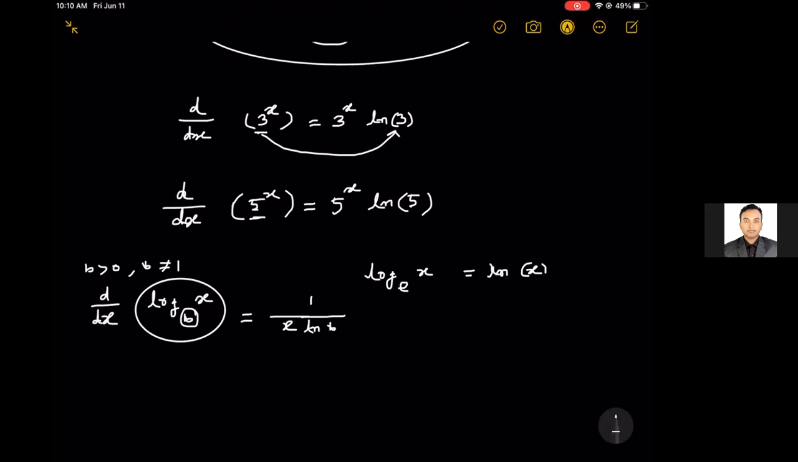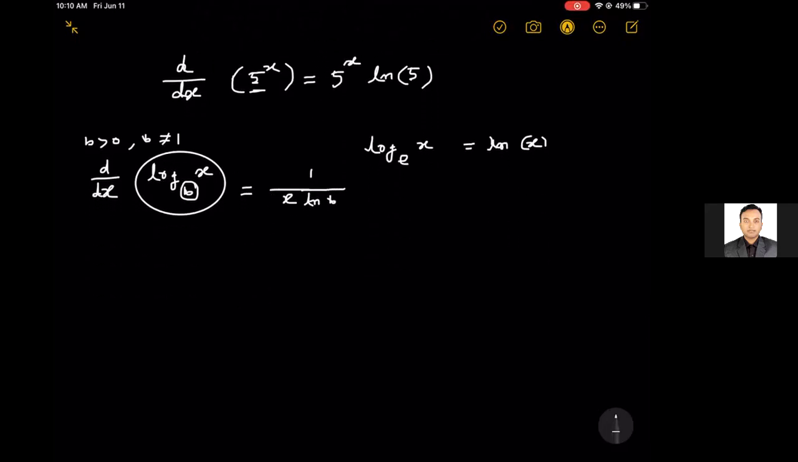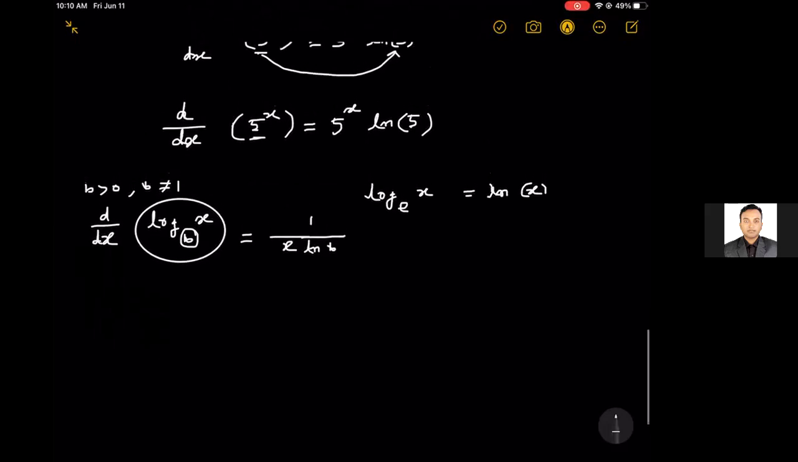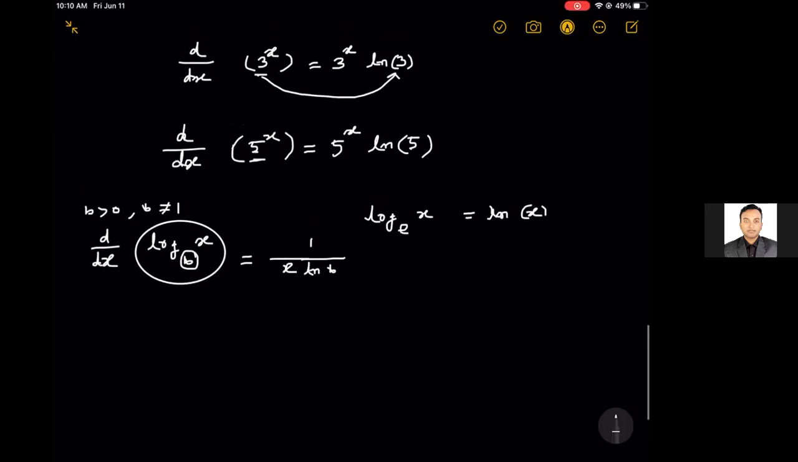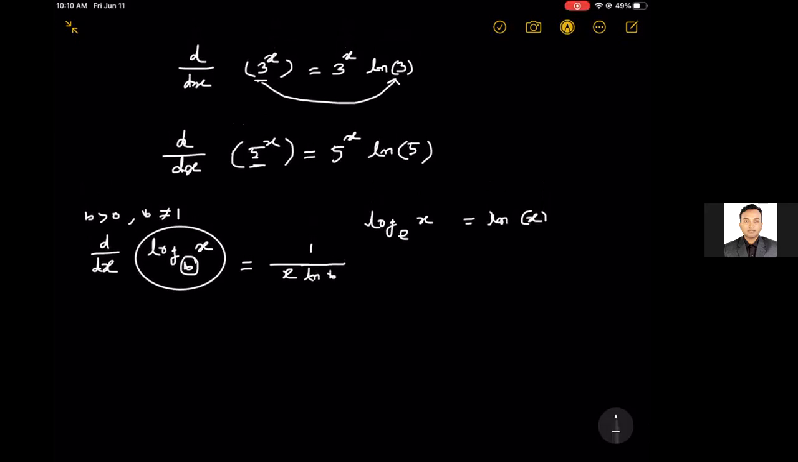So let's try with one example, and hopefully it will make more sense. Or should we go for the formula itself? Okay, yeah, let's try one example of it, and then we'll come back to it. For now, let's just remember this. We'll need this.